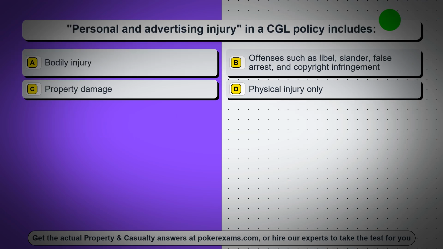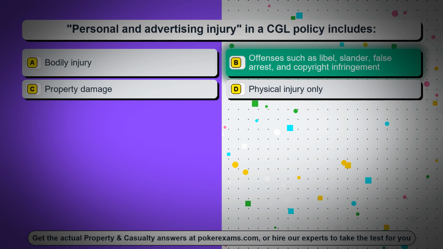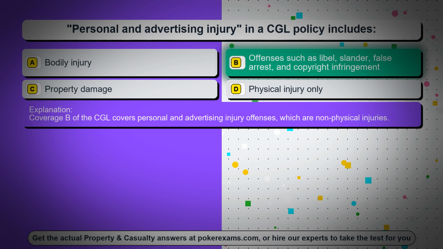Question 48. Personal and advertising injury in a CGL policy includes. Option A, bodily injury. Option B, offenses such as libel, slander, false arrest, and copyright infringement. Option C, property damage. Option D, physical injury only. The correct answer is option B, offenses such as libel, slander, false arrest, and copyright infringement. Coverage B of the CGL covers personal and advertising injury offenses, which are non-physical injuries.